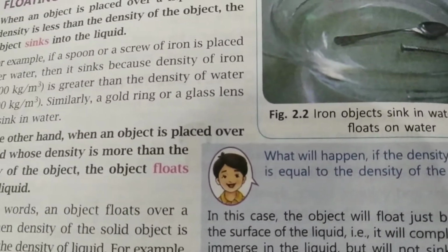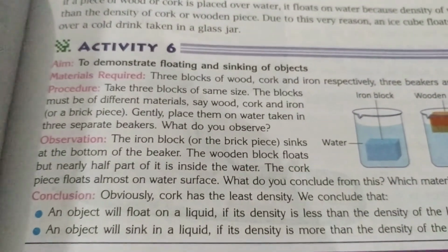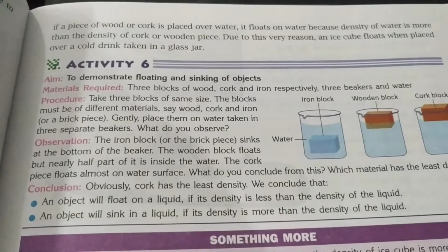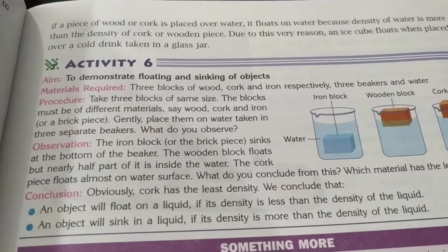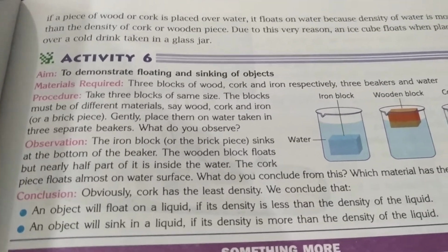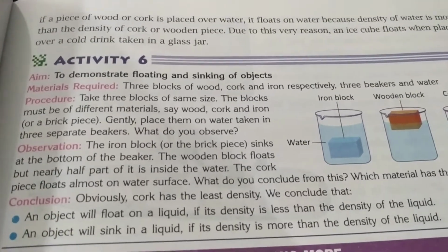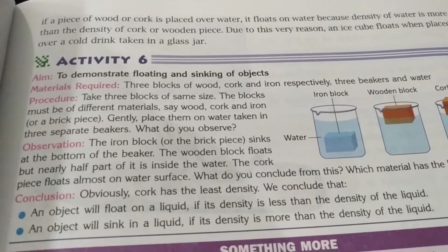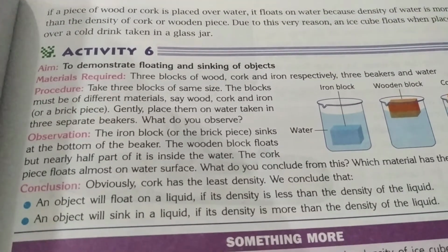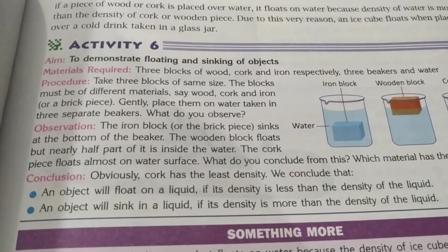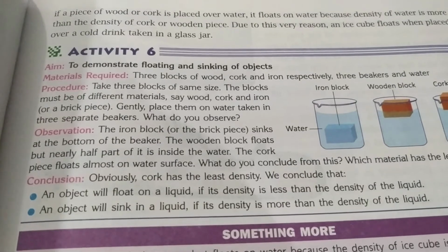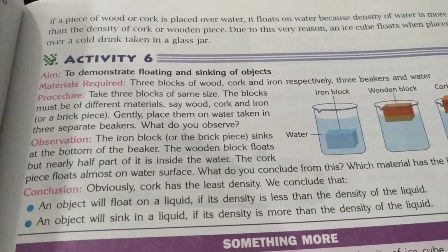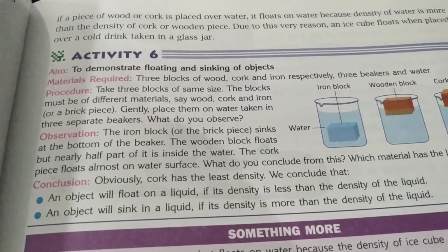This experiment you can do in your home, isn't it? Here an activity is given to demonstrate floating and sinking. Here three blocks of wood, cork and iron are needed, and you are asked to immerse or keep those objects in the liquid, and you can see the difference. Okay, so from there we can conclude that cork has least density, so the object will float on the liquid. Object will float on a liquid if its density is less than the density of liquid, and object will sink in a liquid if its density is more than the density of liquid.